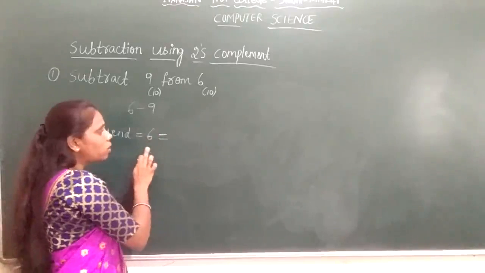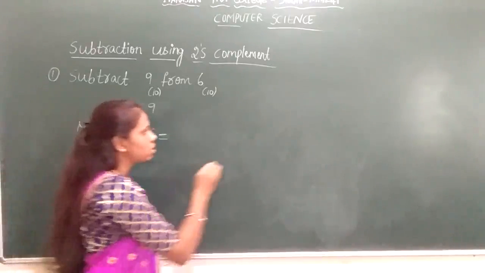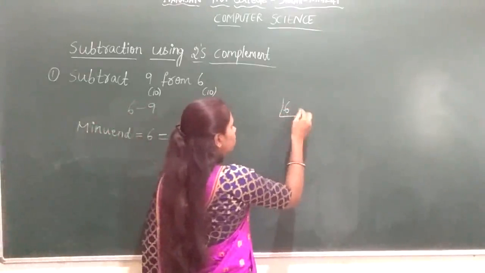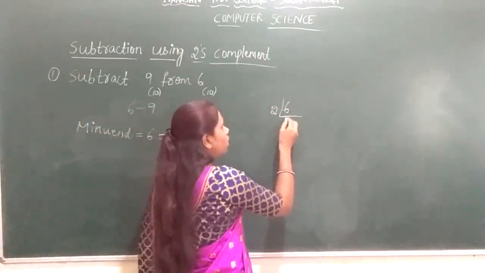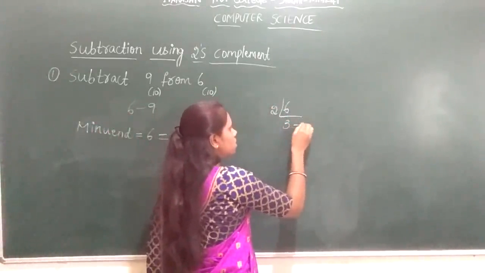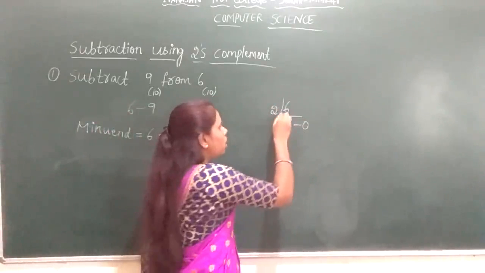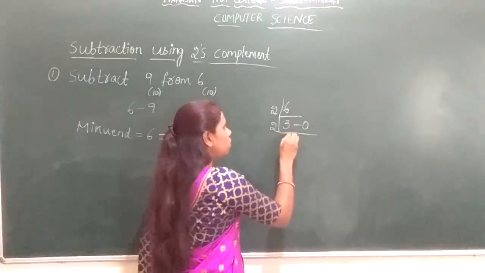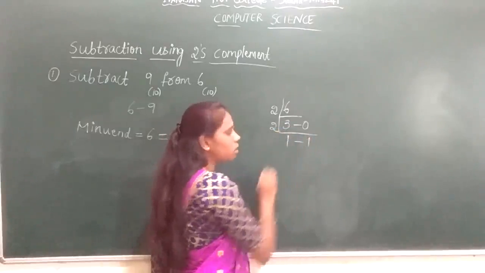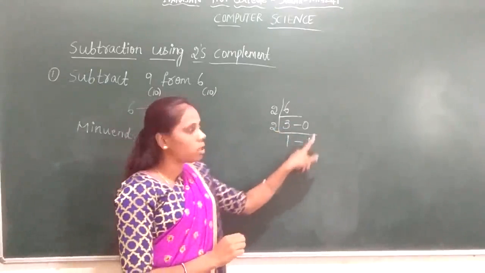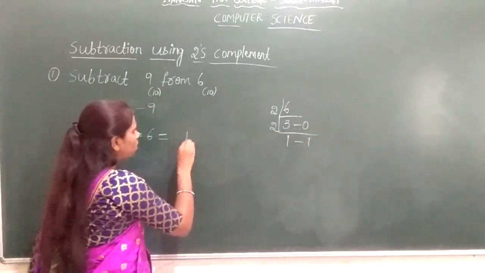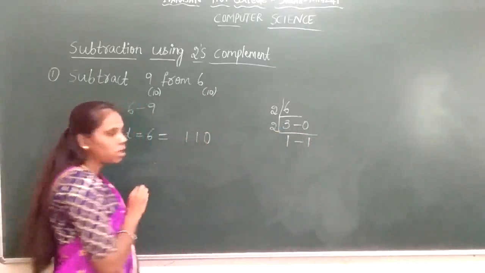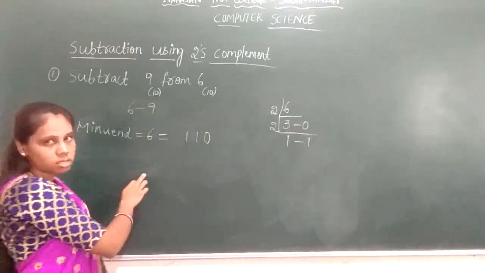Next, find out the binary value of 6. So how to find it out? Take 6 and divide it by 2. 2 3s are 6. The remainder is 0. Again divide by 2. 2 1s are 2. The remainder is 1. Now 1 1 0 is the binary equivalent value for 6.